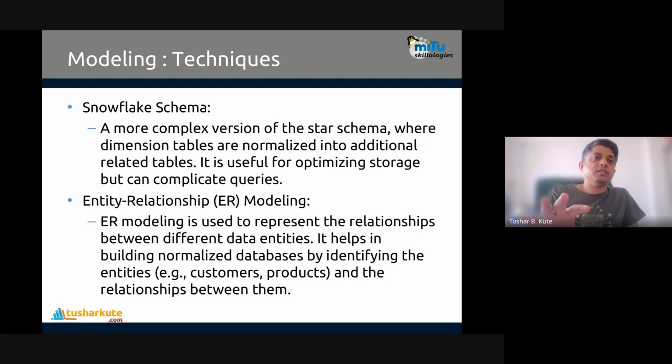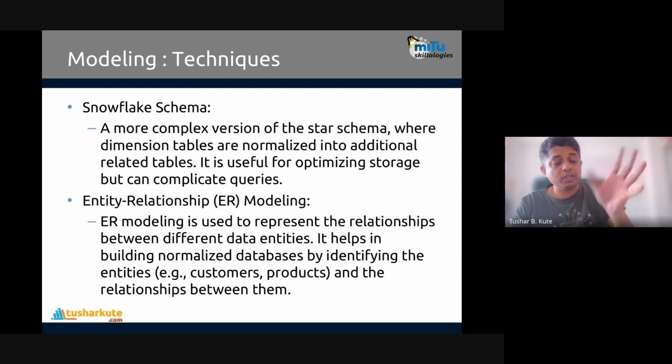One more technique is there, the snowflake schema. It's a part of database management systems actually. Snowflake schema is something different, where the dimension tables are normalized into additional related tables. It is useful for optimizing storage but can complicate the queries.